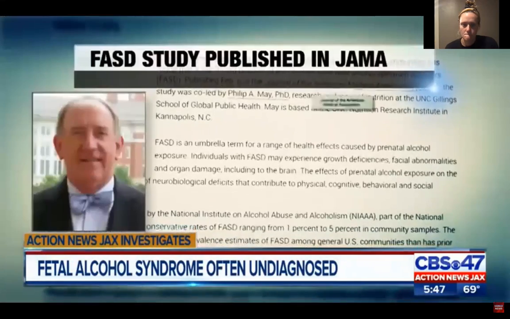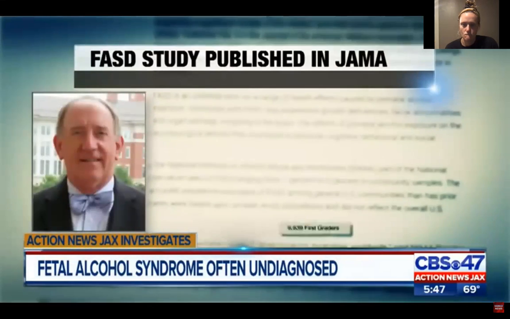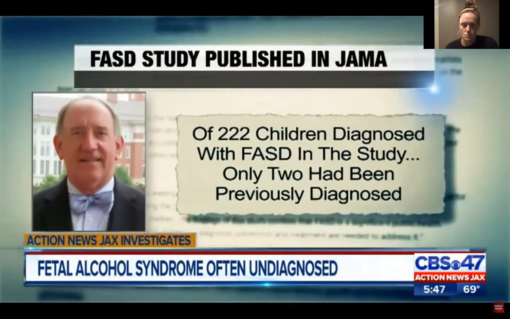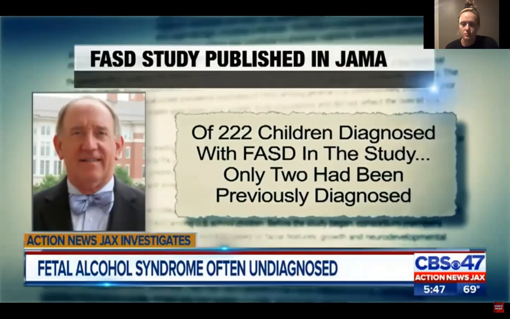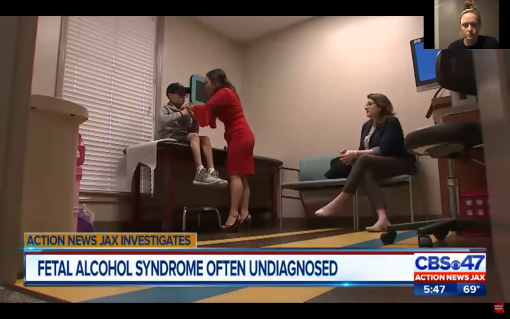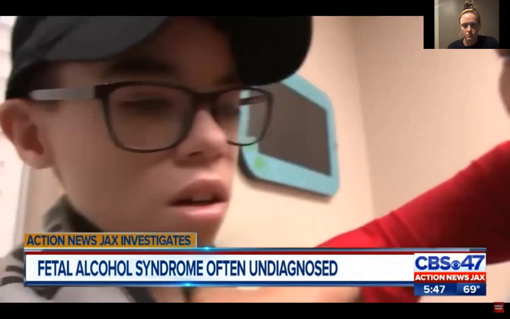One study was published last year in the prestigious Journal of the American Medical Association. Researchers collected data on 6,639 first graders across the U.S. Of 222 children diagnosed with FASD in the study, only 2 had been previously diagnosed. Dr. Centurion says that's because some mothers don't tell doctors they drank, and some medical professionals hesitate to discuss it. There is a fear that you will make a mother guilty, that you will make anybody guilty for anything that they've already done that they can't undo. Let's call it what it is and address it.